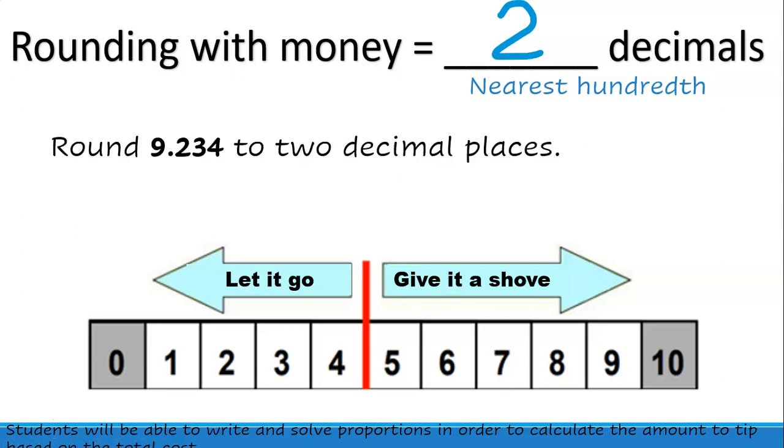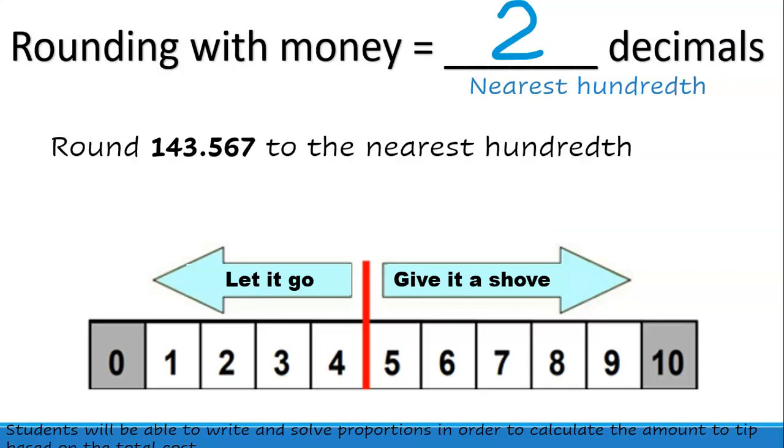So here's our first example. We want to round 9 and 234 thousandths to 2 decimal places, which means we're taking a look at that third decimal place, which is the thousandths place, and we're looking at that 4. That 4, when I look at it on my number line, is below 5. 4 and below, you let it go. So we've got 9.23. So that would be $9.23.